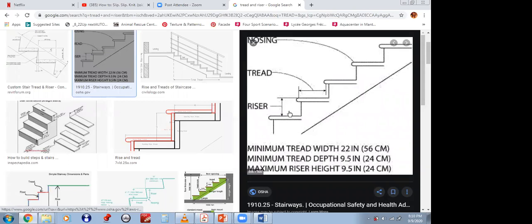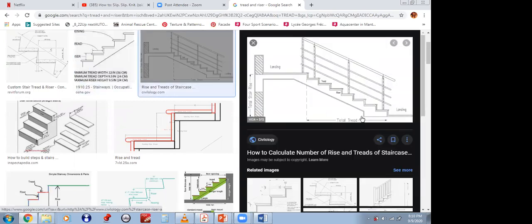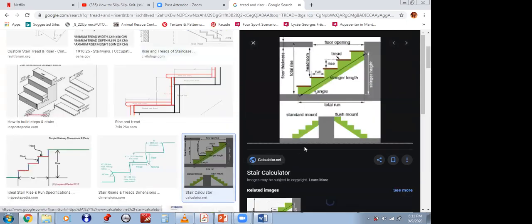Does anybody know what is this angle below the staircase? How much is the maximum pitch? It's called a pitch. I think I read that it's 38 something like that. 33 degrees. It's a pitch. That means this angle over here should be 33. That's the maximum.